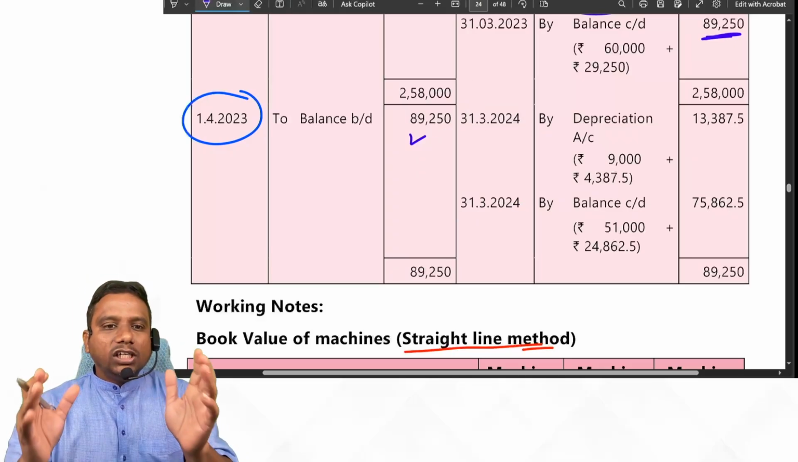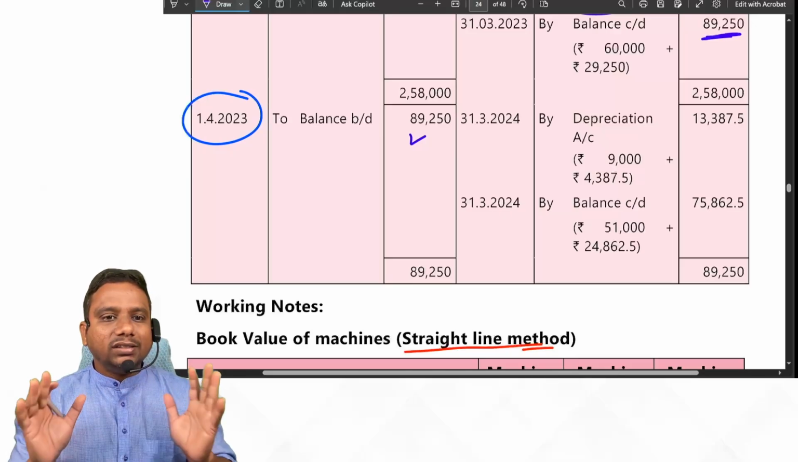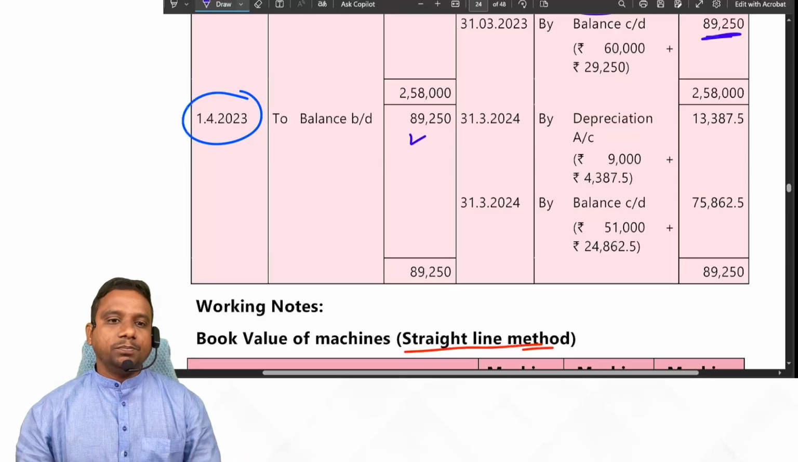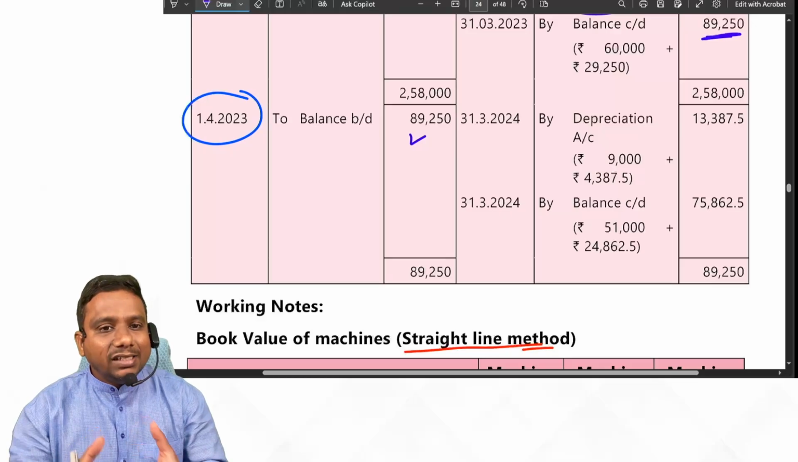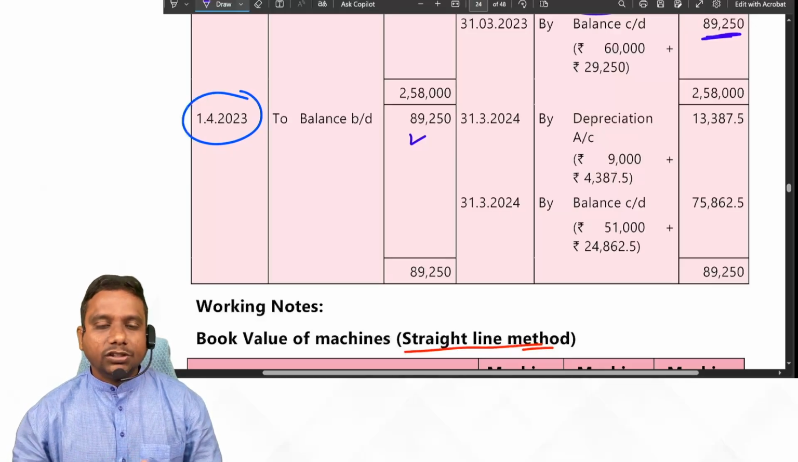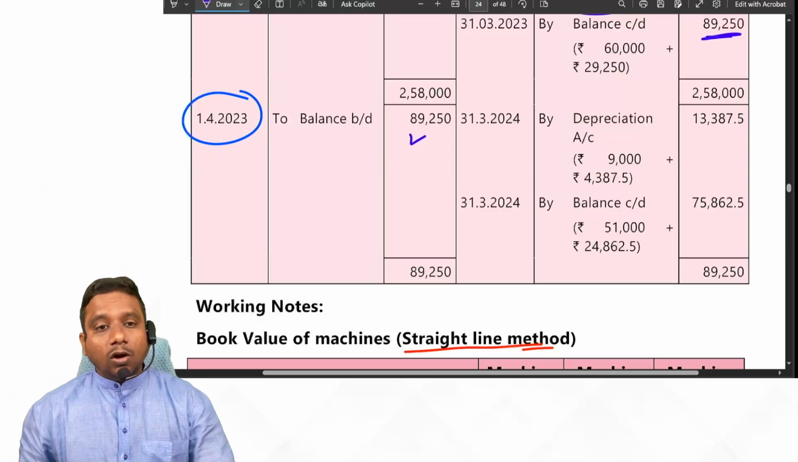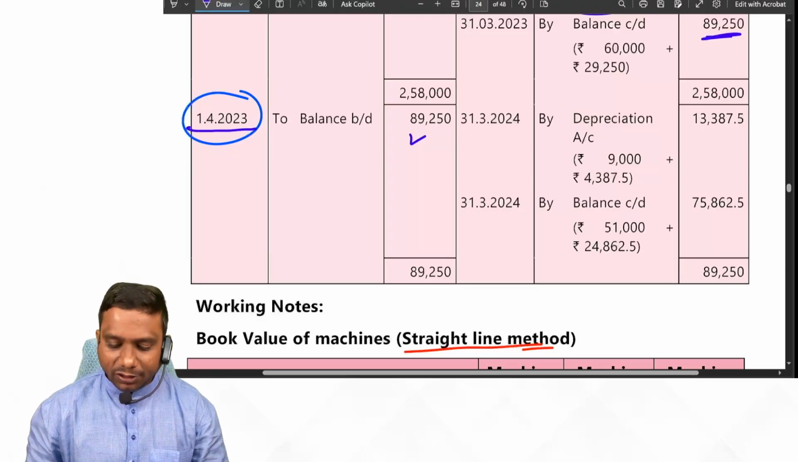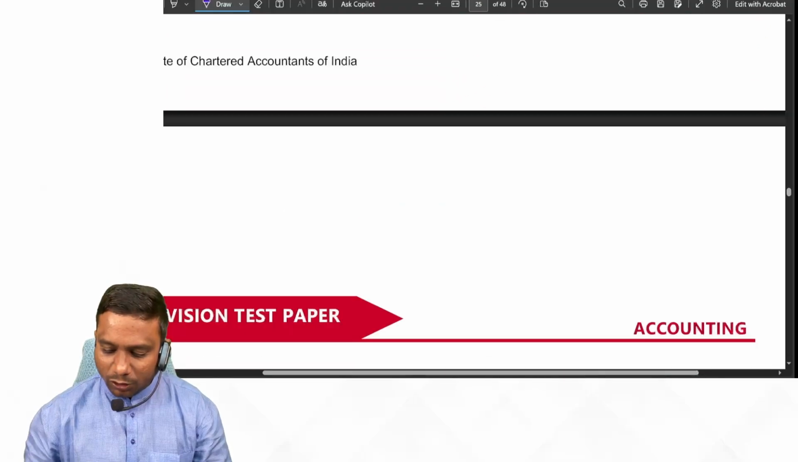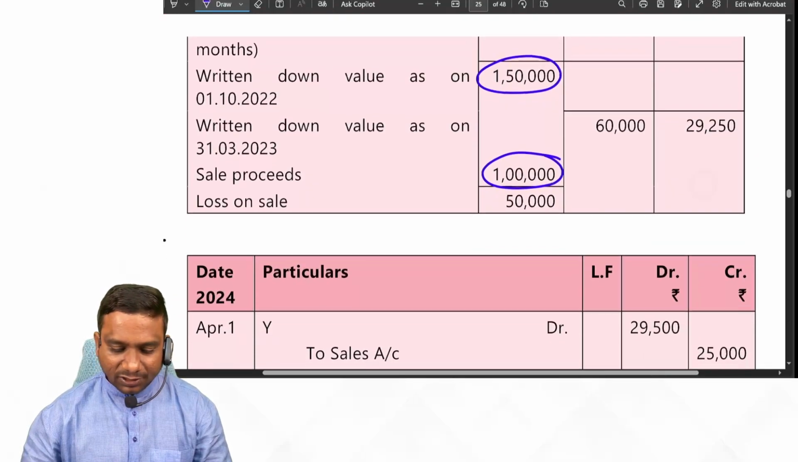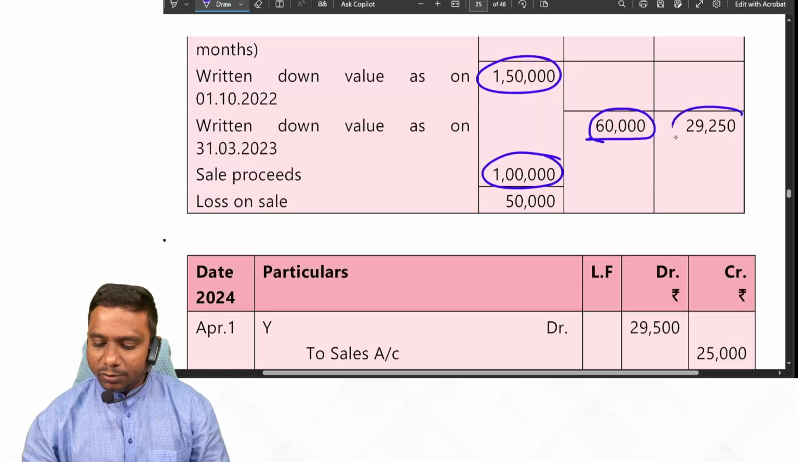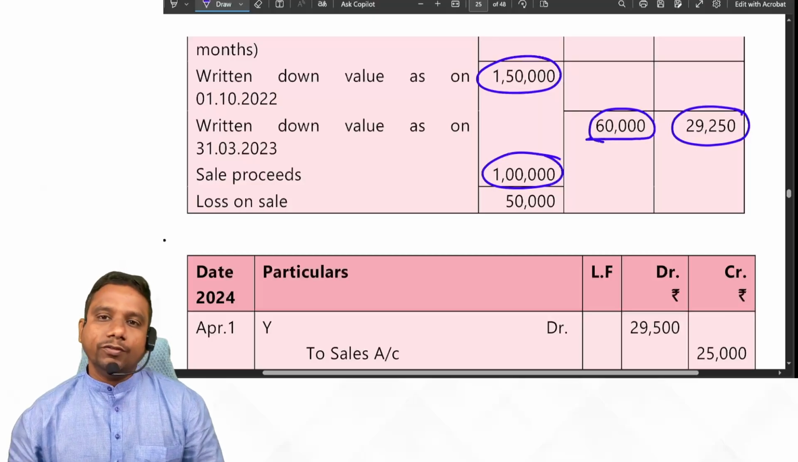Yes. Now 23-24 financial year, what happened? There is no transaction because no purchase of asset, no sale of asset. But from 1/4/2023, we have changed our method of depreciation. Yes or no? Yes. Now identify on 1/4/2023 what is the book value or WDV of the assets. We have two machines. Second machine WDV 60,000, third machine WDV 29,250.